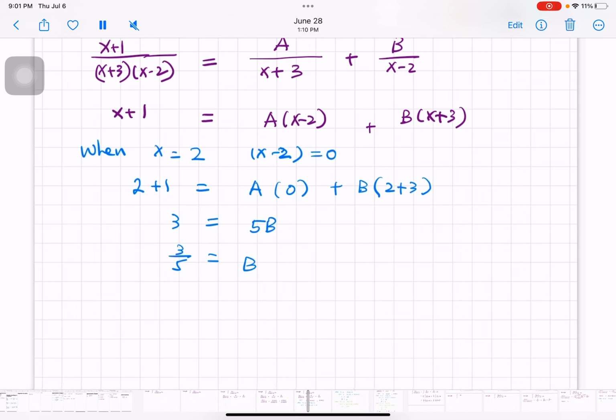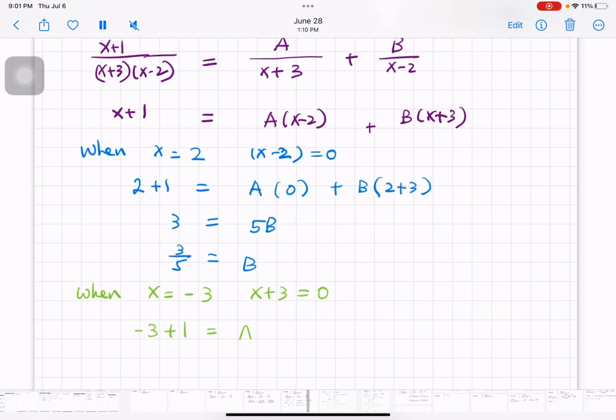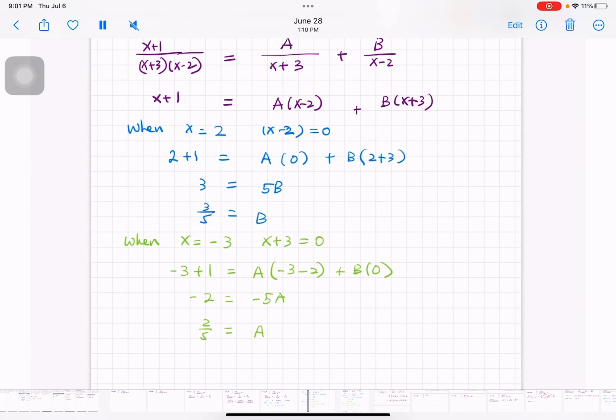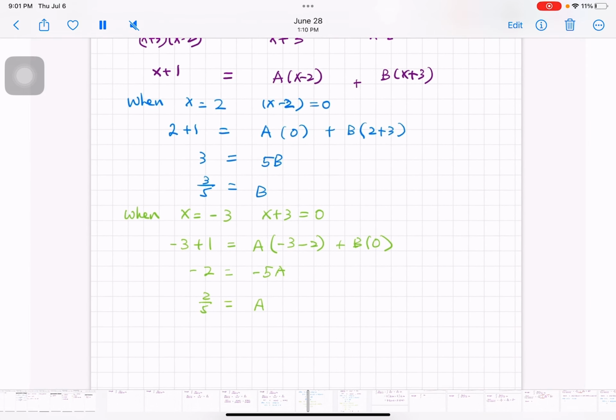I can do the same thing for x plus 3. When x equals negative 3, x plus 3 will equal 0. Then negative 3 plus 1 equals A times negative 3 minus 2 plus B times 0. So the B term disappeared. We end up with negative 5A equals negative 2, so A is equal to 2 over 5. Then we can plug the A and B into the original setup.